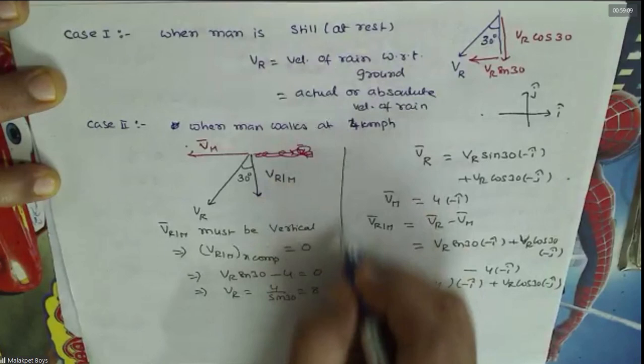I have a doubt, sir. We have sine 30 plus 4. It should be plus or minus. Why, man? I have taken minus i common, no? Sir, 4 is positive, na? But it is minus Vm, no? Velocity of man is this, no? I substitute as it is. Yes.